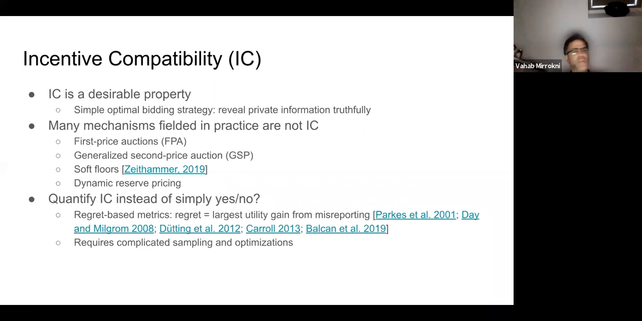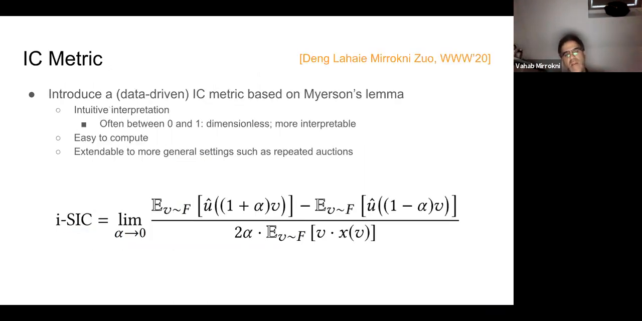There is a question of how to measure incentive compatibility. We also address this important question in a recent paper, to find out what is the incentive compatibility of an auction in a data-driven manner. There are other ways to quantify incentive compatibility in an auction, but they are very hard to compute, and they require complicated sampling and optimization. What we do is inspired by the Myerson formula: we define an intuitive notion that says how much the buyer benefits by deviating their bid, by perturbing their bid by a factor of 1 plus alpha, and we compute the limit of this as alpha goes to zero.